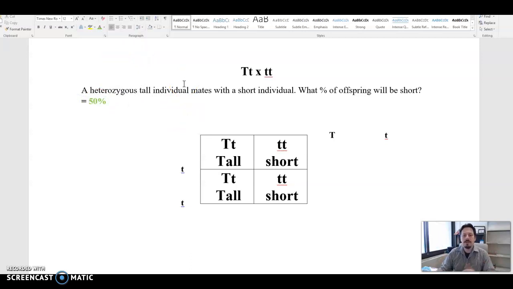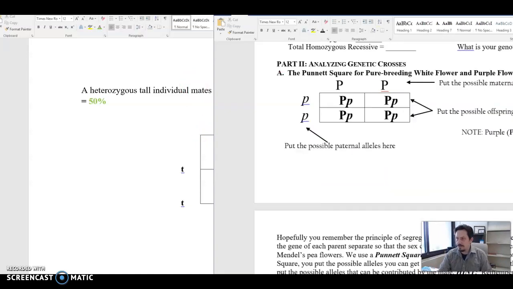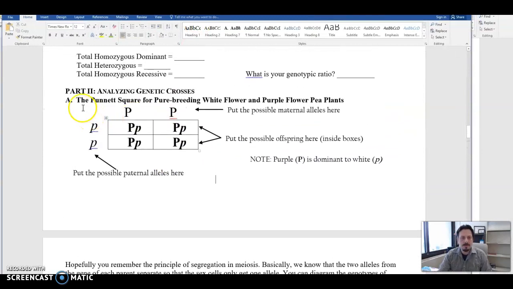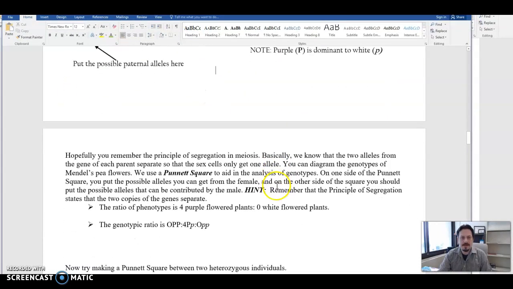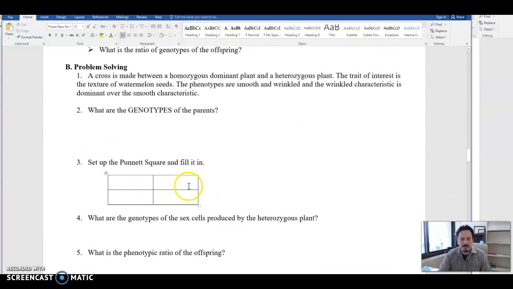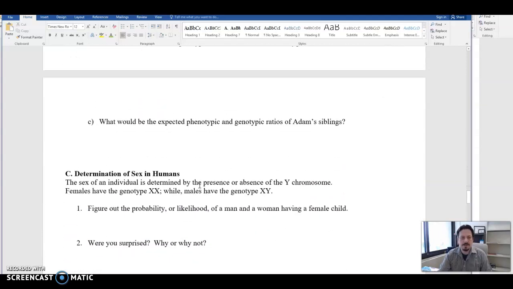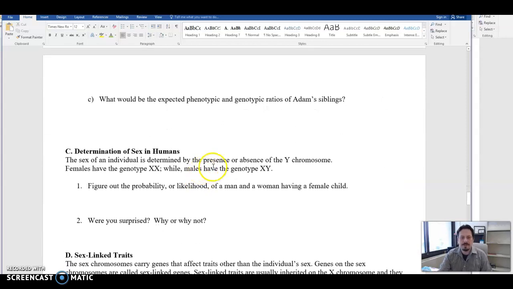So use this example, use this knowledge to answer all of the questions in part 2 of this lab. So all of these Punnett squares, all the problem solving, all the human traits, and then determination of sex in humans.